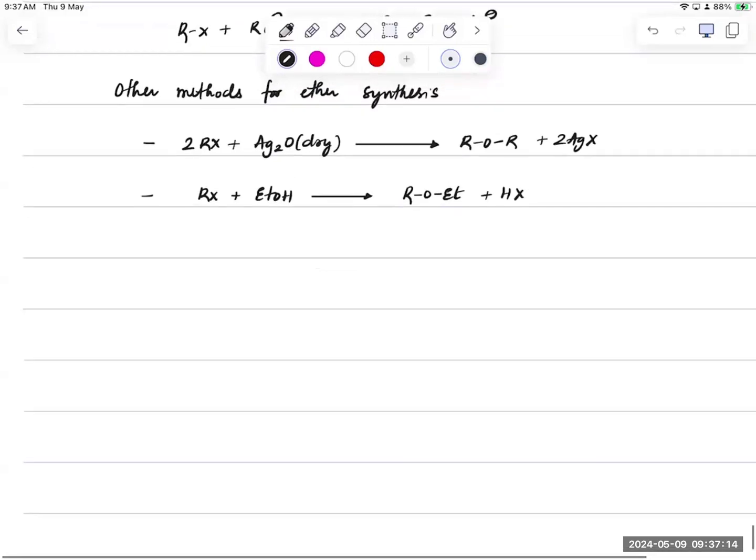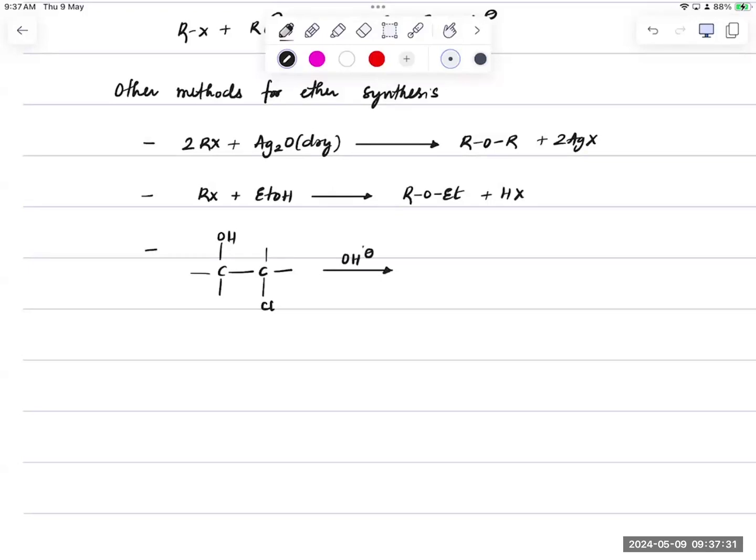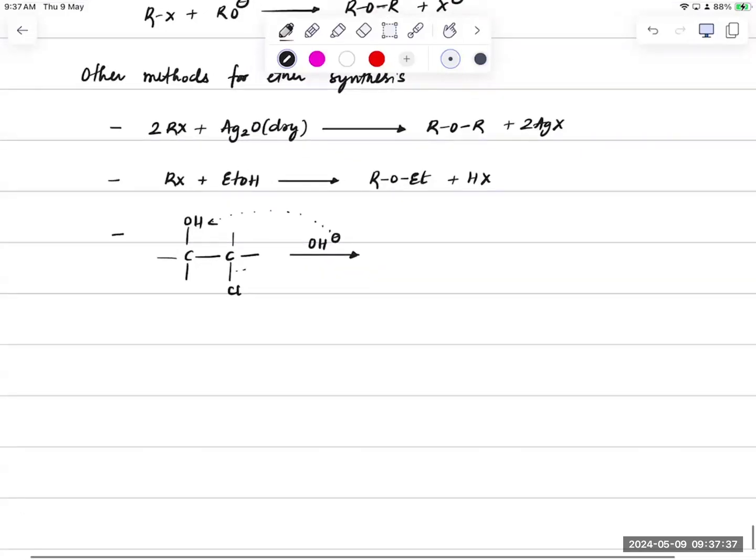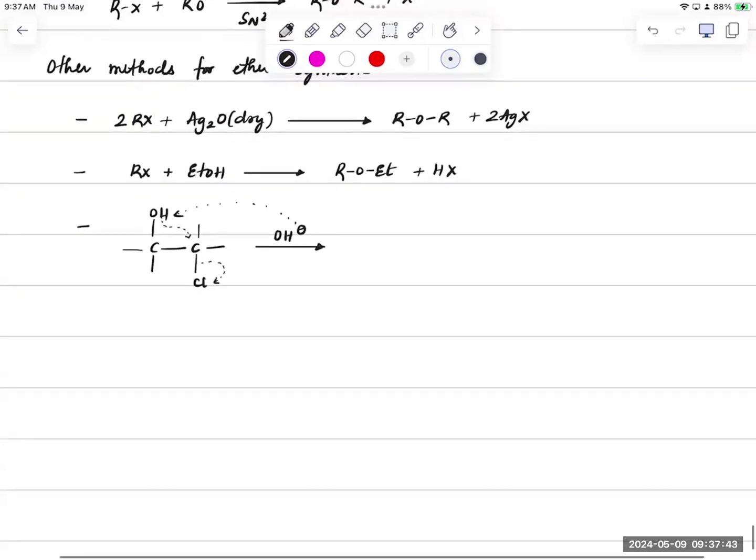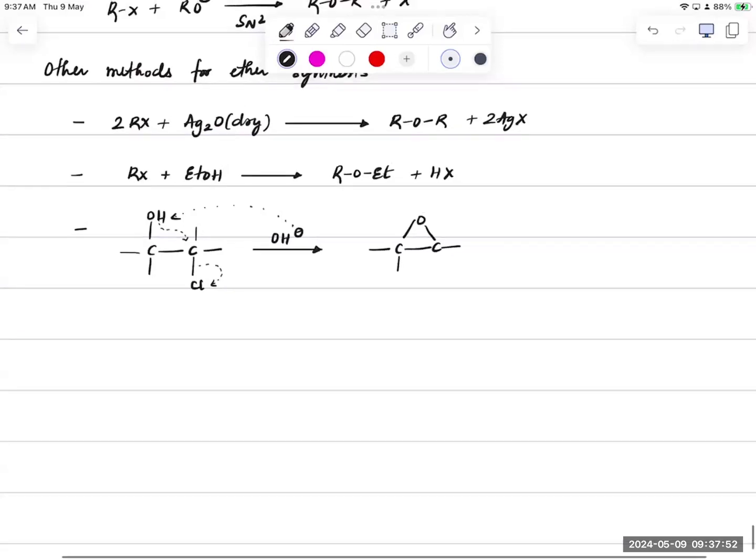Correct? Next, if you have an internal reaction also, internal reaction as in, if you have OH here and Cl here this way, and then you are treating this with OH minus. So what does OH minus do? OH minus will extract this H plus, and that O minus can attack here so that it can remove that chlorine. So what we will get is a cyclic ether like this. Got it? I hope this point is clear.